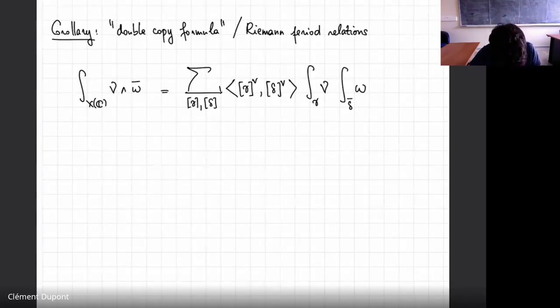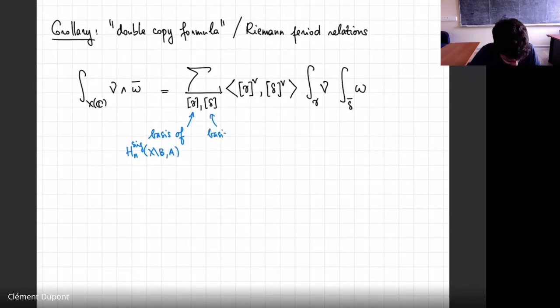So what are gamma and delta? Gamma is a basis of something, so singular homology of X minus B relative to A. And delta is also, I mean, the classes of delta are a basis of the other guy. And these coefficients are essentially coming from intersections of cycles. So I guess this is what you had in mind. It's exactly a Riemann period relation in this more general setting. Right. Okay. Are there more questions?